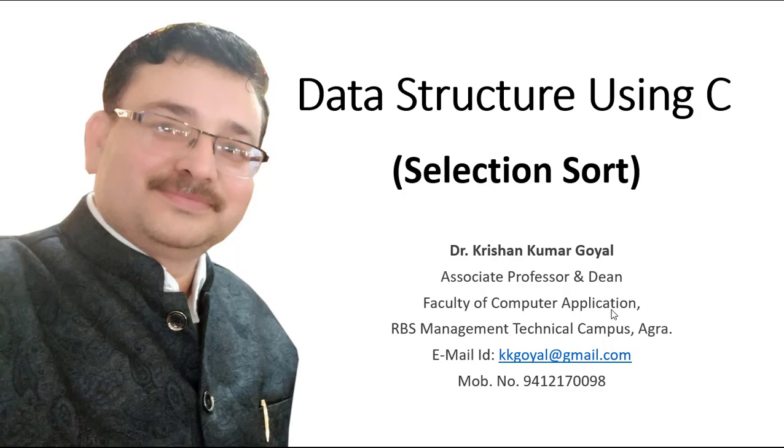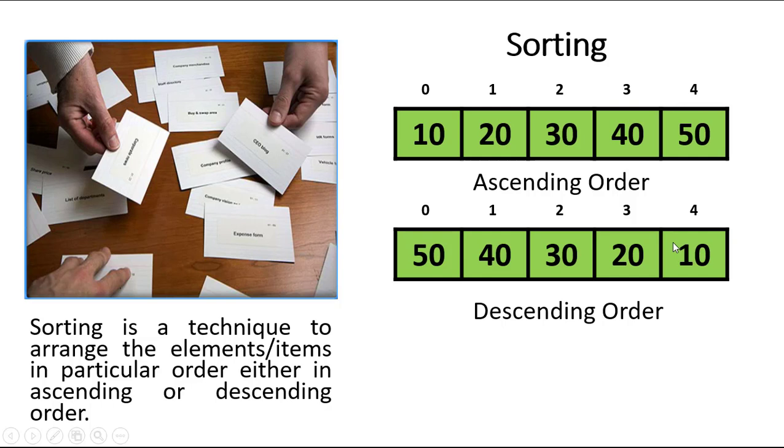As in the previous video, we have seen bubble sort. Actually, what is sorting? Sorting is a technique to arrange elements or items in a particular order, either ascending or descending. Here you can see an example of ascending and descending order. Numbers in increasing order are called ascending order, and where the elements of the array are in decreasing order, that is called descending order. So suppose an unordered array is given and our task is to sort it in either ascending or descending order. Now I think sorting is very much clear.